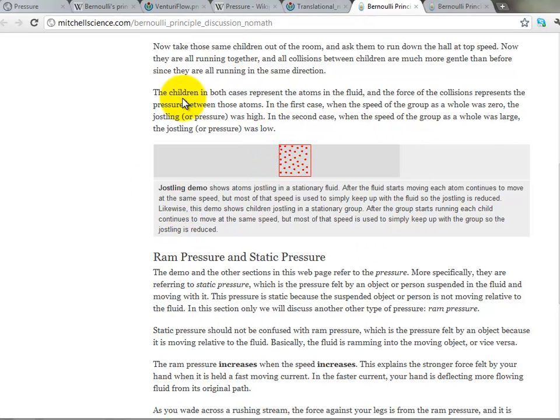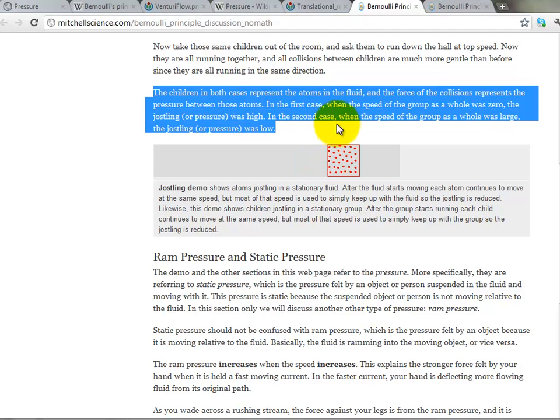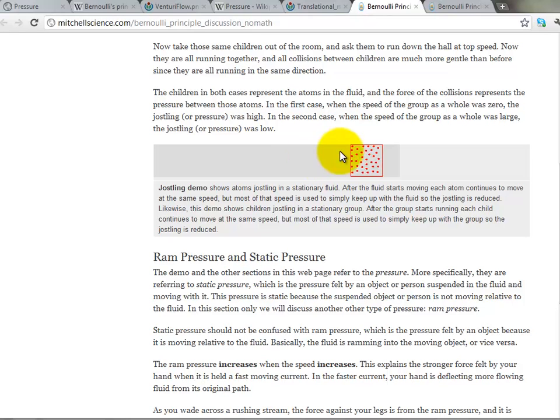They give a good analogy here about children in a corridor. Just imagine all these kids bouncing into each other in a corridor. Here they are, and they hit the walls quite hard. It hurts their shoulders, but as soon as they start running at the same speed, the collisions with the wall, the energy, decreases. The actual impact forces decrease because they spend some of their effort running down a corridor.